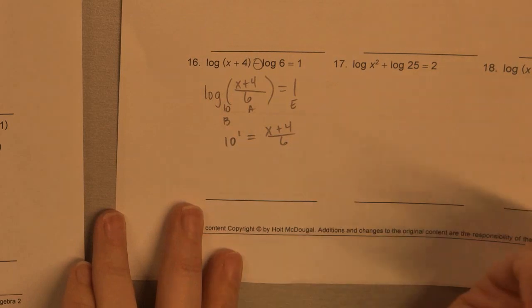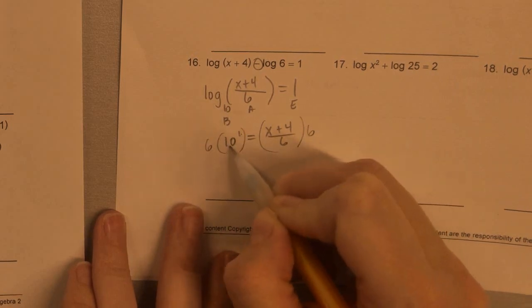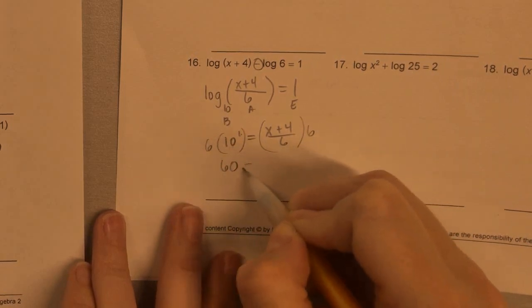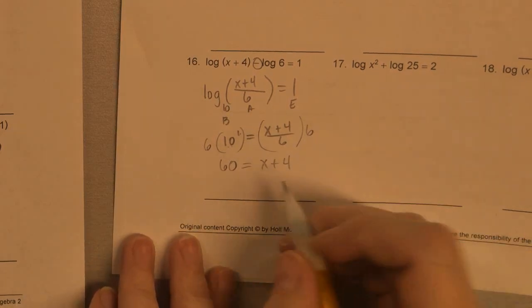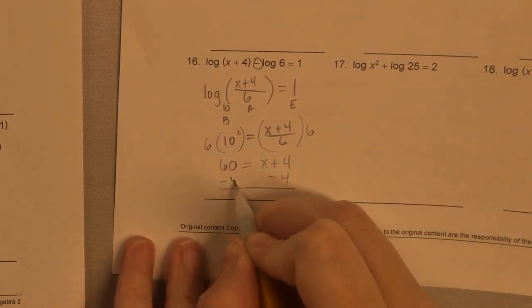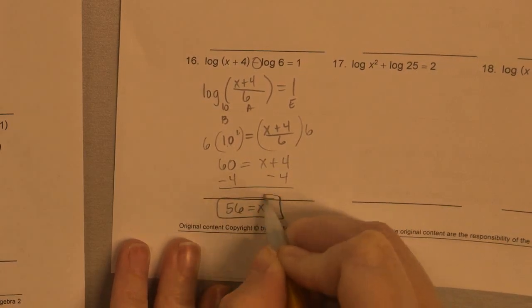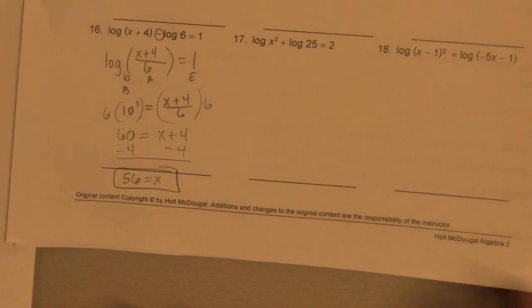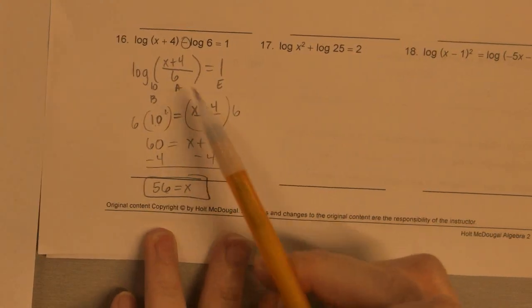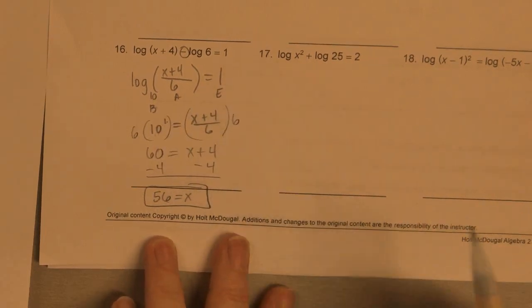So 10 to the first is just 10, right? Okay, so then we're going to multiply both sides by 6. So 10 to the first is 10. 10 times 6 is 60. And then we'll just subtract 4 from both sides. It is a little bit tricky, remembering that. So always think about, can you rewrite it in exponential form?